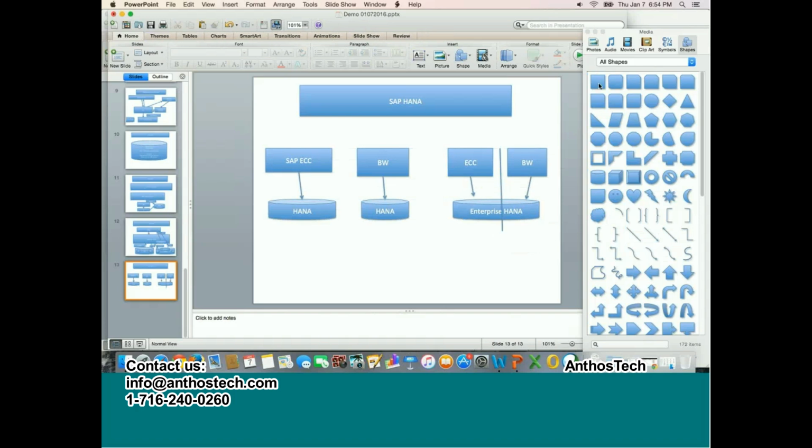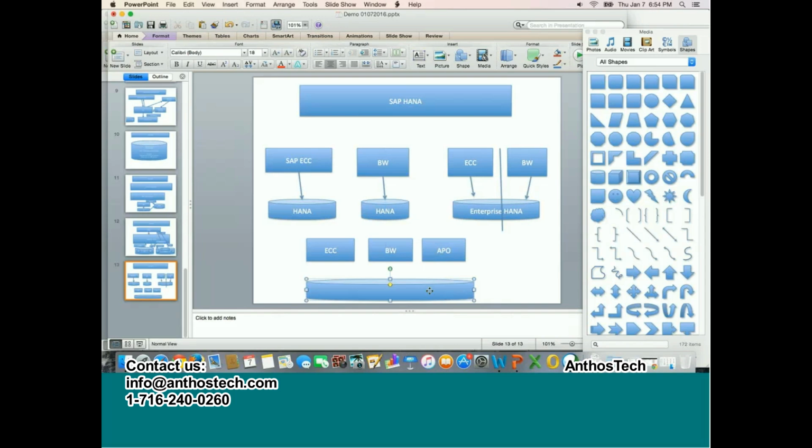But SAP's future plan is one application for all, meaning one database for all applications. So SAP ECC, SAP BW, and let's say we have another system here, whatever it could be, an SAP API system. All the applications sitting on the same database, enterprise HANA, along with any other third-party system. So all the systems on the same database without partitioning. That is the aim of SAP HANA, the direction in which it is moving.